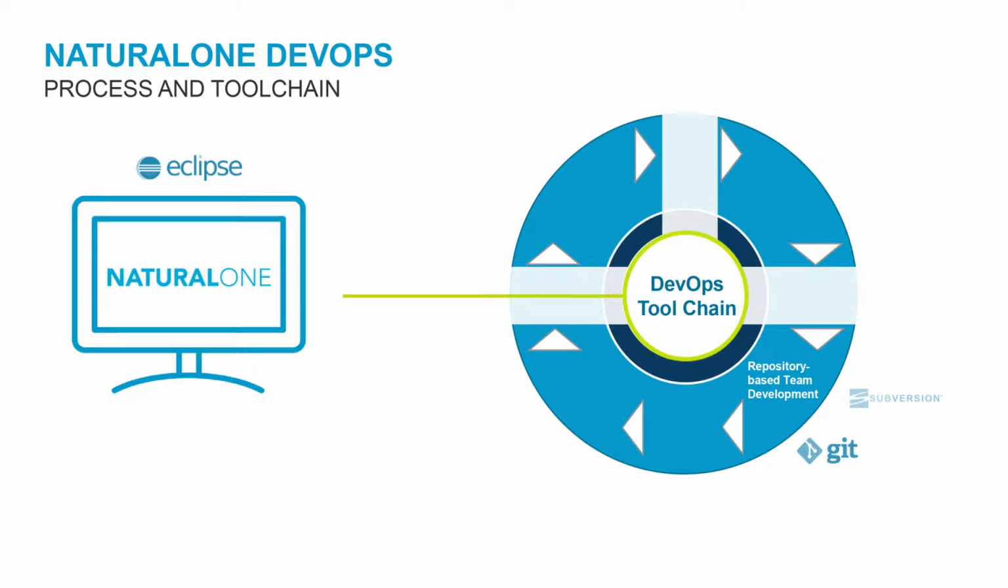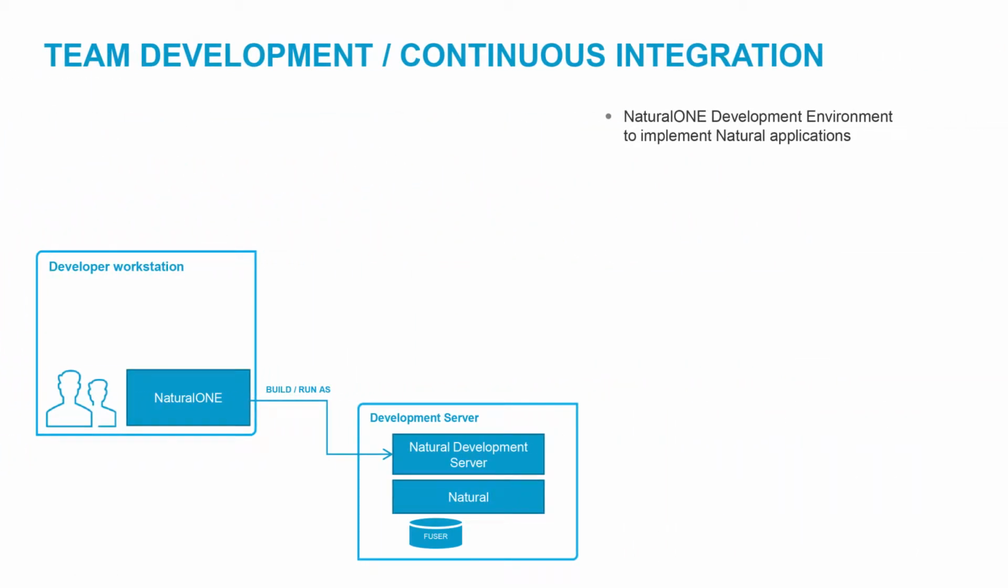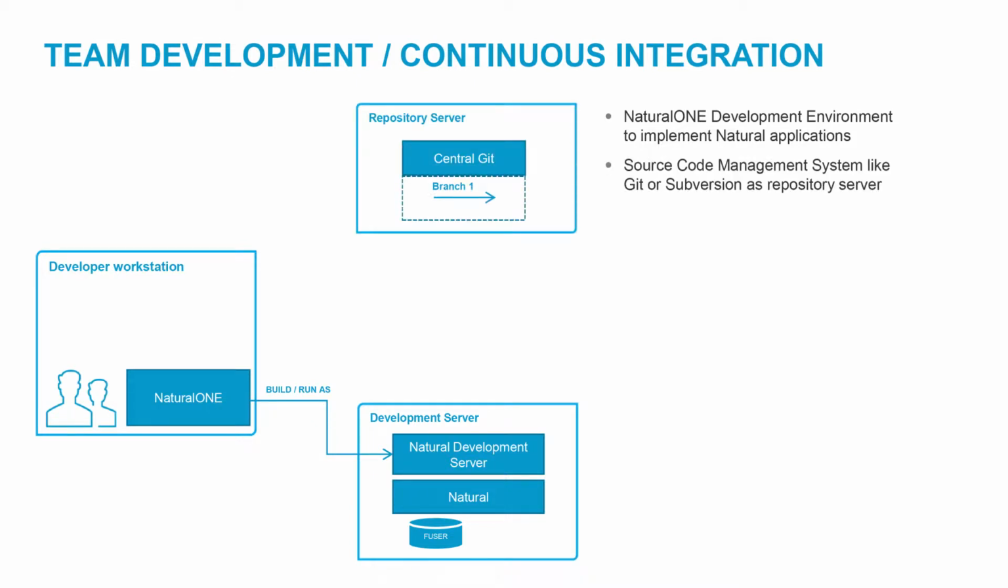Let's take a more detailed look at this part of the process, specifically how parallel team development works in NaturalONE. The NaturalONE development environment is used to implement natural applications. NaturalONE connects to a natural development server to build and run an application. A source code management system like Git or Subversion is used as the repository server.